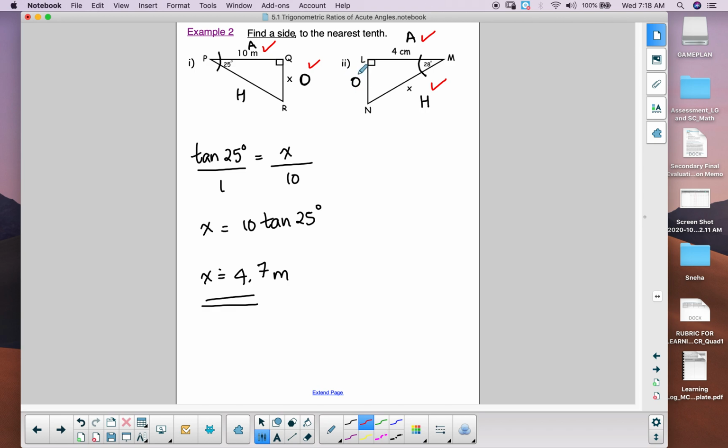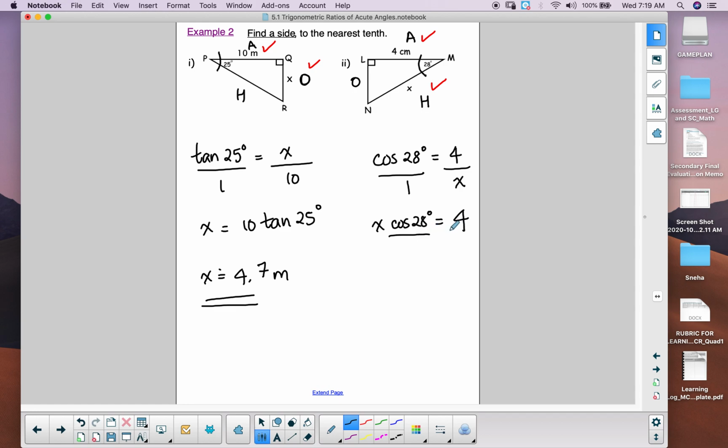We do not have to bother with the opposite side because it's not asked or given to us in the question. So which ratio relates adjacent side and hypotenuse? It is the cosine ratio. So cosine of 28 degrees is equal to adjacent side over hypotenuse, which we have to determine, which is X. And in order to solve for X, we can cross multiply and get X times cosine of 28 degrees is equal to 4 times 1, which is 4.